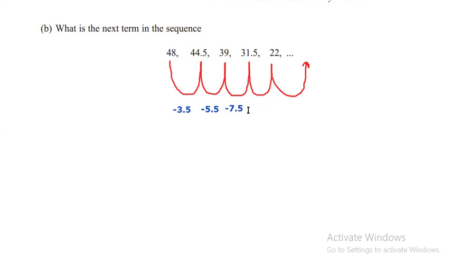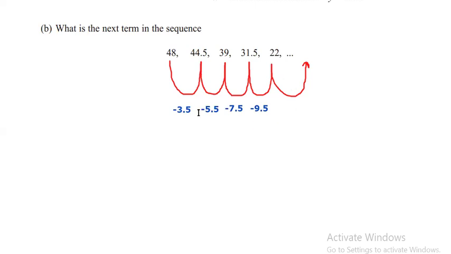And then the next one, the 22 minus 31.5. Here we subtracted 9.5. We subtracted 9.5. Now focus on this. We need to know how much we should subtract to find the next term.